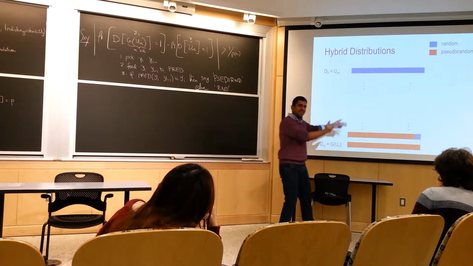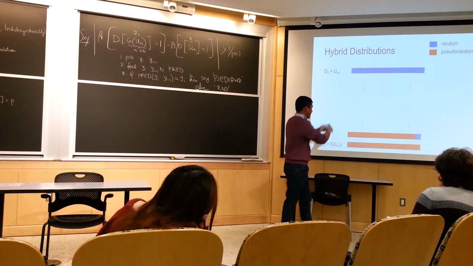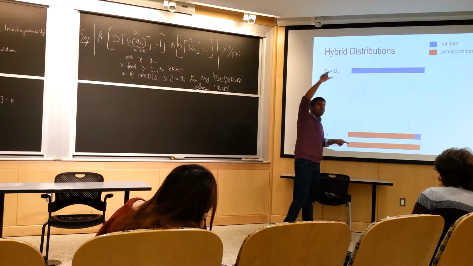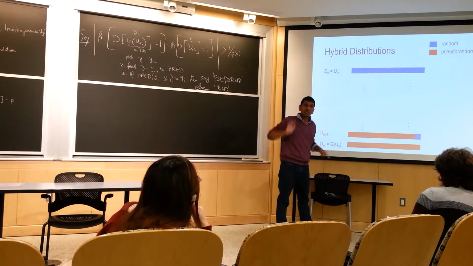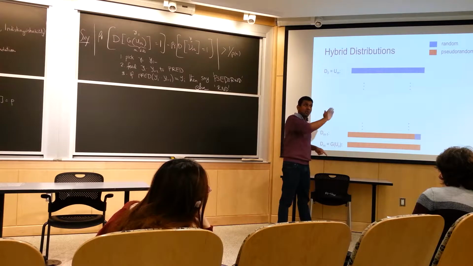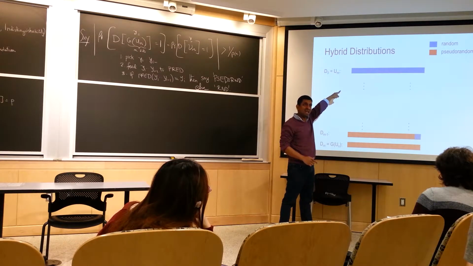What is the next hybrid? You know where I'm getting at. Compute the pseudorandom generator output, chop off the last 2 bits, and replace them with 2 truly random bits. Keep going this way, and you will reach the end in m steps. Those are the distributions.